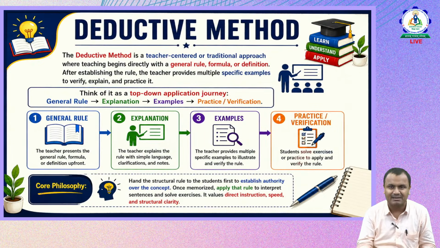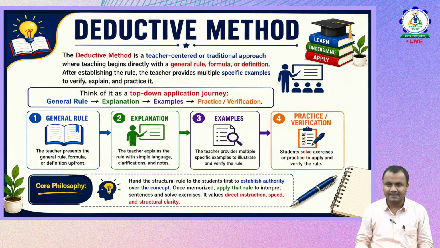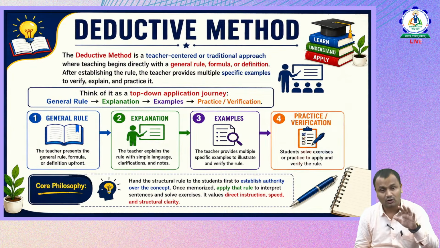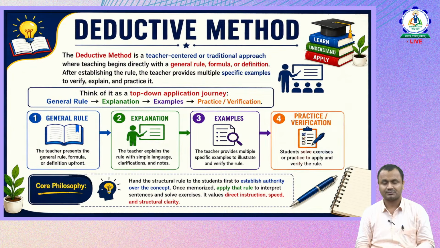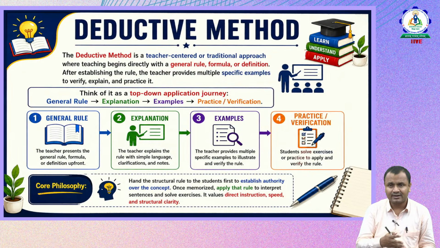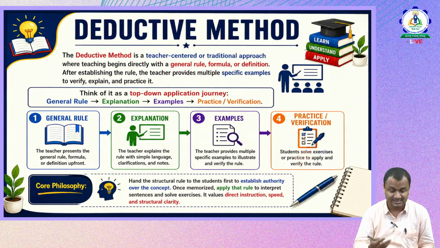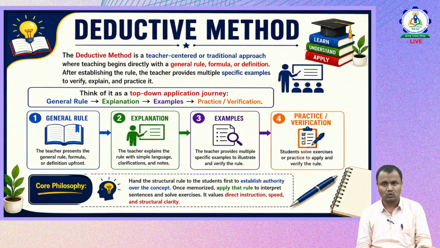This is the classical example of teaching learning process, wherein teacher starts with the general rule, with the grammatical rule, and then teacher explains that particular rule, adds some examples into that rule, and then asks the student to practice, apply and verify the particular concept. So this is the way of doing one concept through deductive method. Explanation of presentation of general rule, then explanation of rule, then providing examples, and then ask the student to practice and verify the particular concept. This is deductive method, from general rule to the definition.